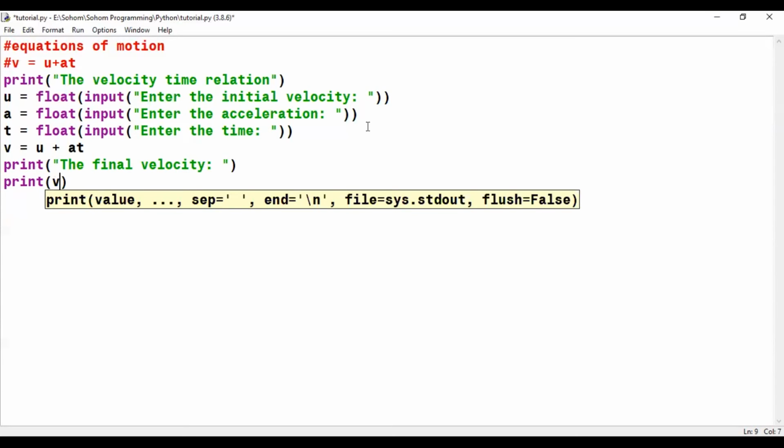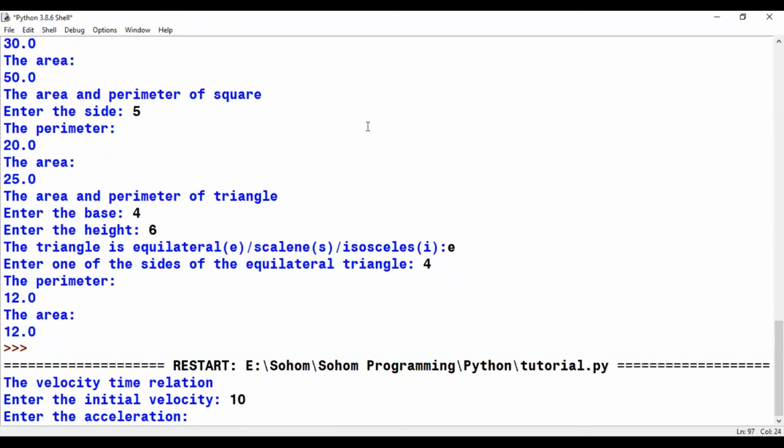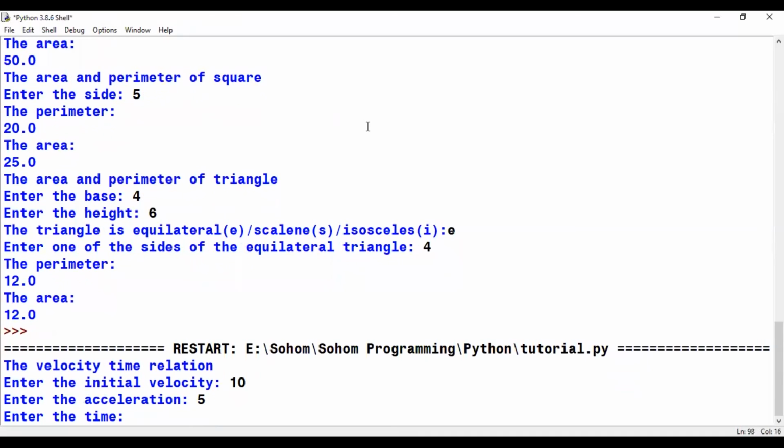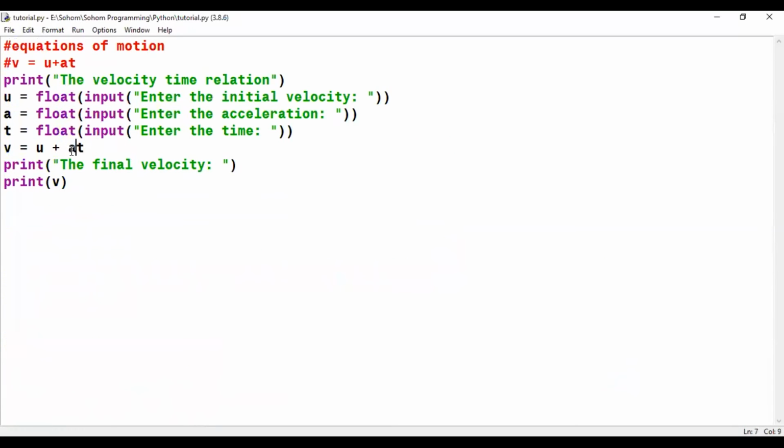So let's just run this one. Initial velocity 10, acceleration 5, time 2. Okay, so here's a mistake. We have to write at properly in computer language.